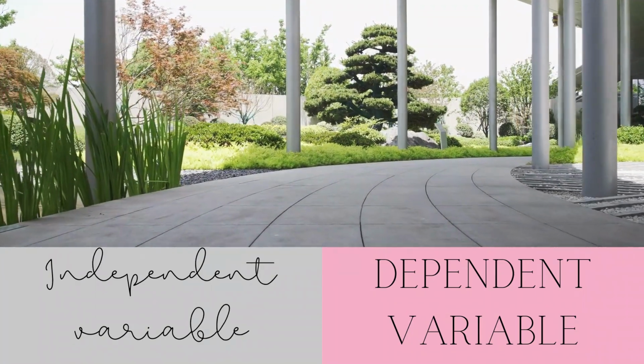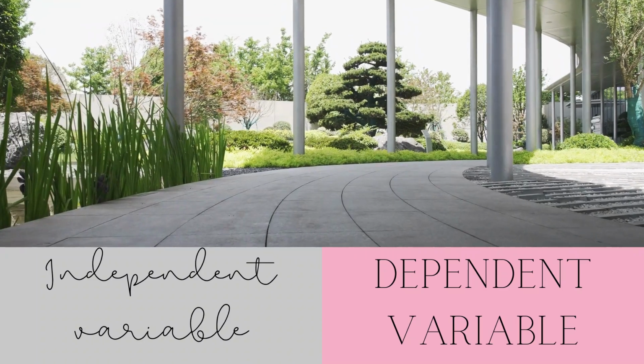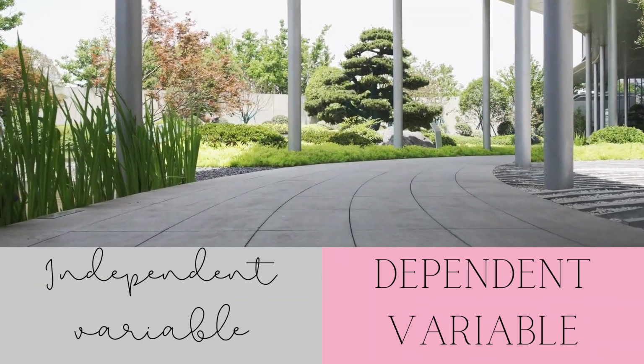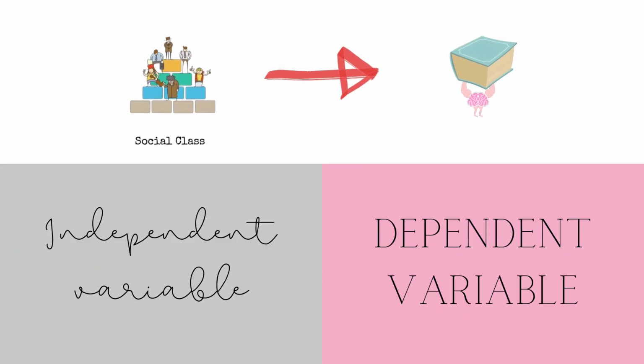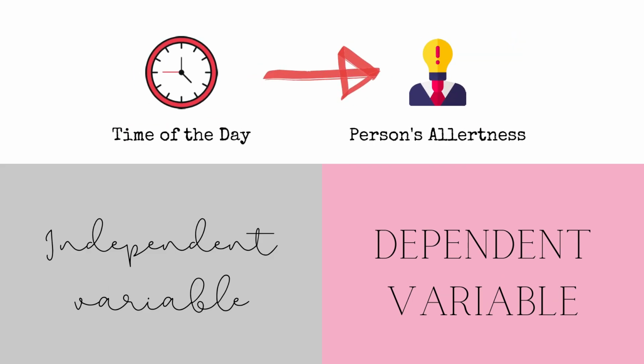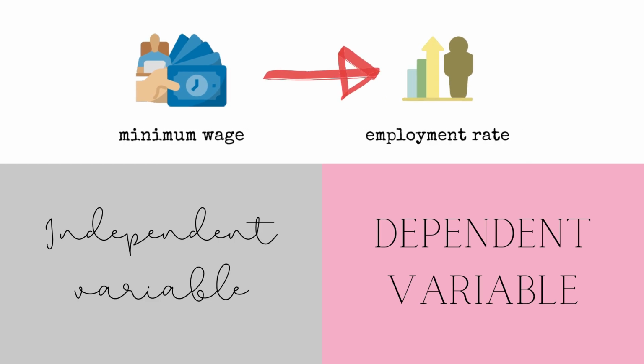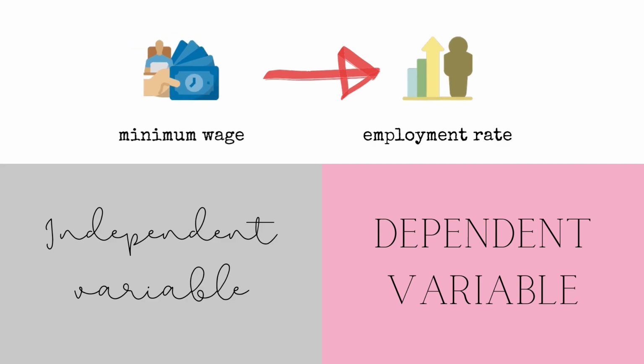Let's take an example of some independent and dependent variables that show a cause and effect relationship. Social class has a significant effect on IQ scores. Time of day has a significant effect on alertness. The independent variable is the minimum wage. The dependent variable is the employment rate, so whether a higher minimum wage impacts the employment rate.